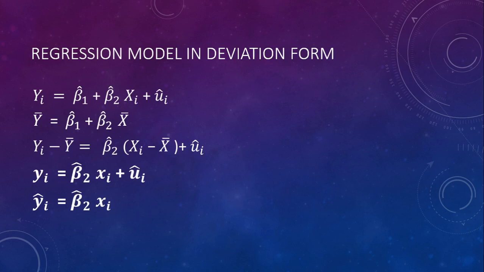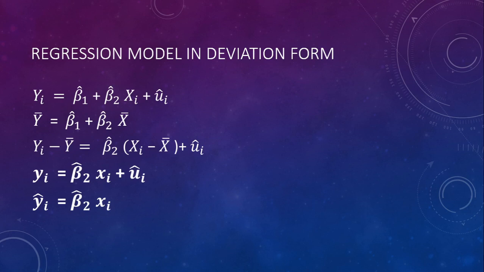Now let us examine the regression model in deviation form. Yi is equal to beta 1 hat plus beta 2 hat xi plus ui hat. This is the sample regression function. And the mean value of y, y bar, is equal to beta 1 hat plus beta 2 hat x bar, where x bar is the mean value of x. Then yi minus y bar is equal to beta 2 hat into xi minus x bar plus ui hat.